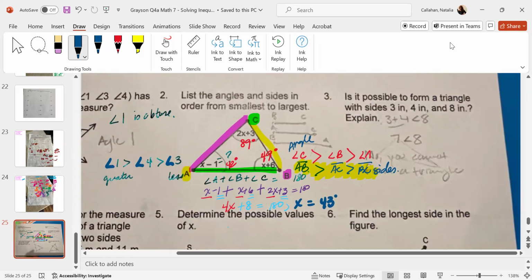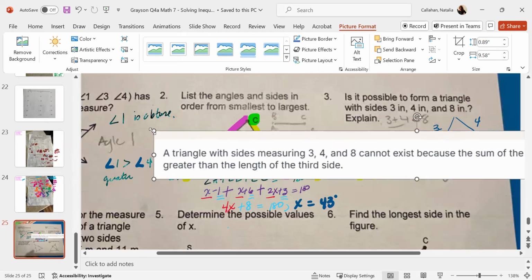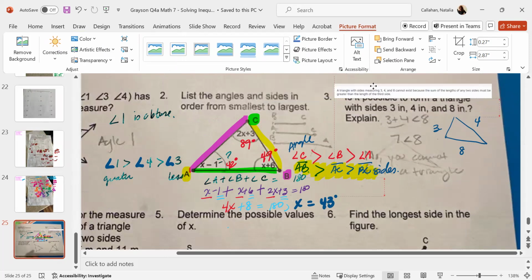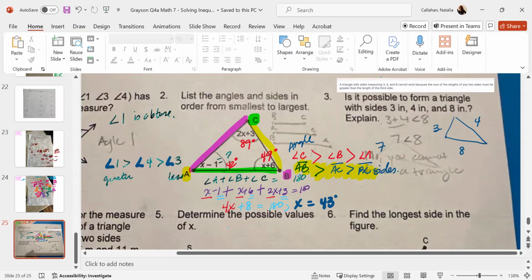All right, is it possible to form a triangle with sides 3, 4, and 8? So why not? I think the third one has to be bigger than the other two combined. But let's just check to make sure. So you are not able to, because the sum of the two sides has to be bigger than the third side. And since 3 plus 4 is only 7, those are not greater. So 7, which is 3 plus 4, is not greater than 8. Okay?